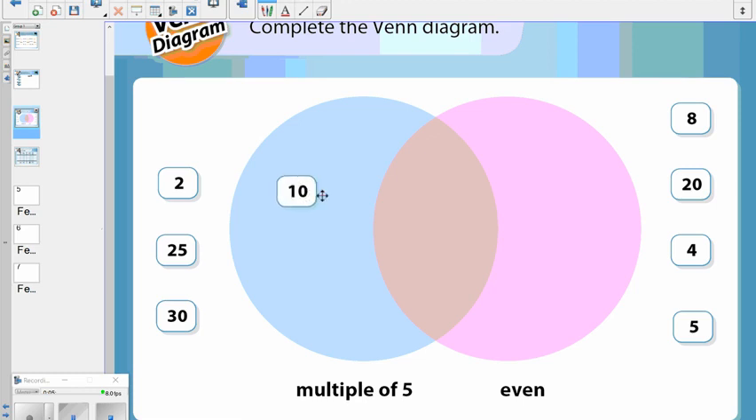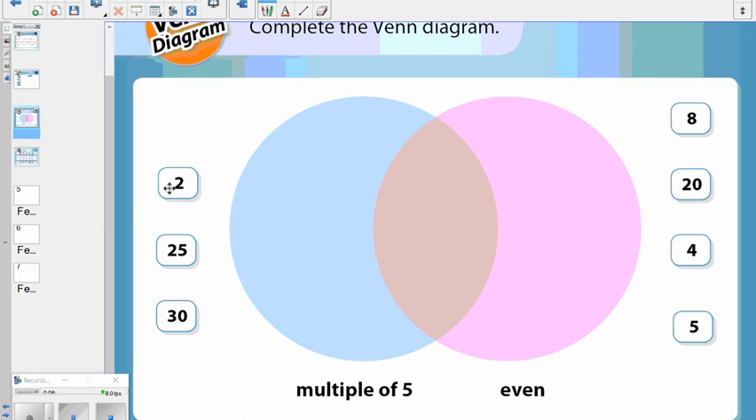Can you count by 5s and hit 10? Well, any number that ends in a 0 or a 5 is a multiple of 5. Okay? So it is a multiple of 5. Is it also an even number? Well, any even number ends in a 0, 2, 4, 6, or 8. So this one ends in a 0, so it's actually both divisible. It's a multiple of 5 and it's an even number. We're going to put it in the middle category.